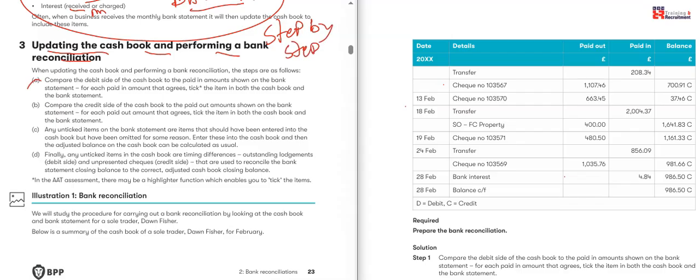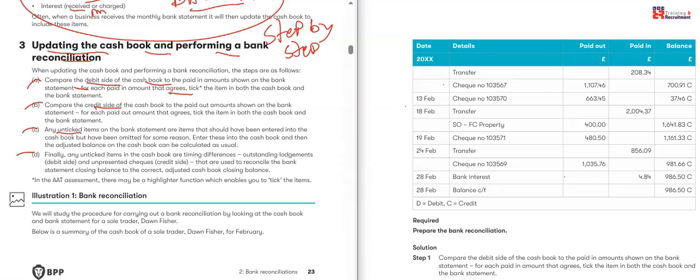So there are 3 or 4 steps. Compare the debit side of the cash book to the paid in amount shown in the bank statement. Then you need to tick it to agree that both of the items are recorded in the cash book and the bank statement. Then you do the same with the credit side.